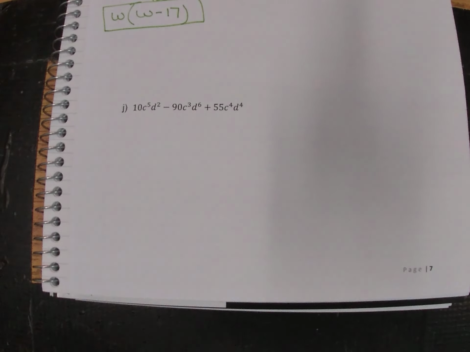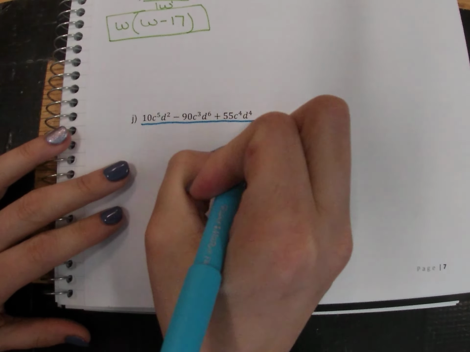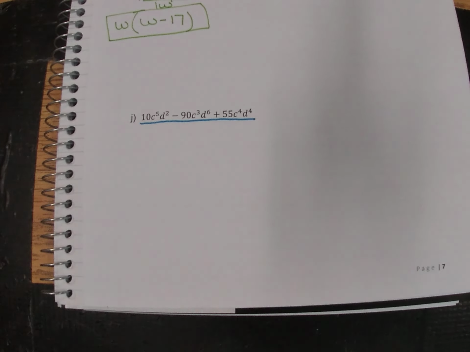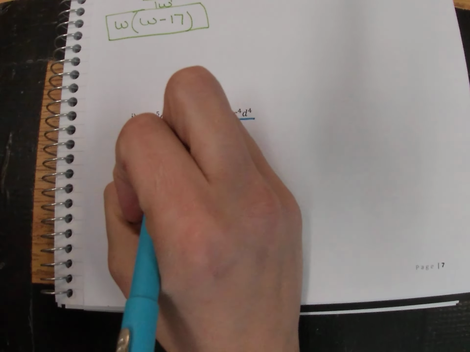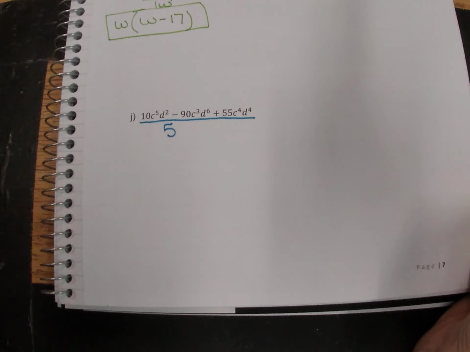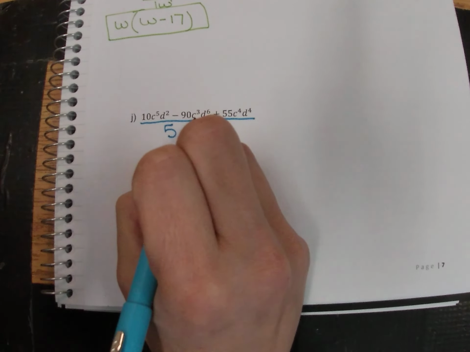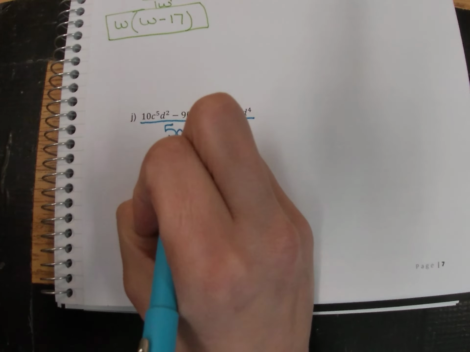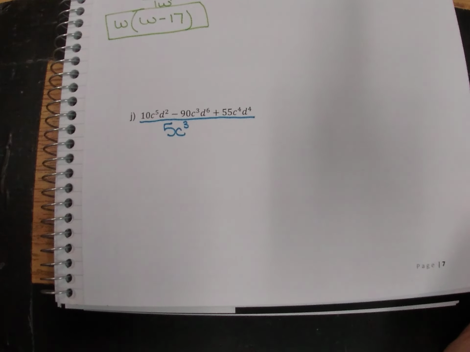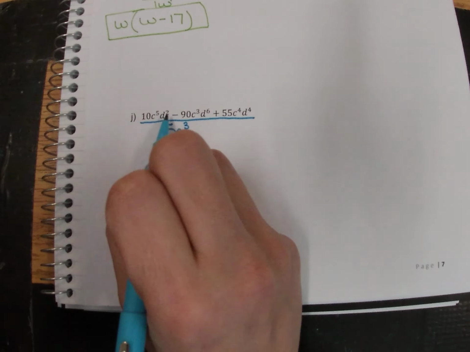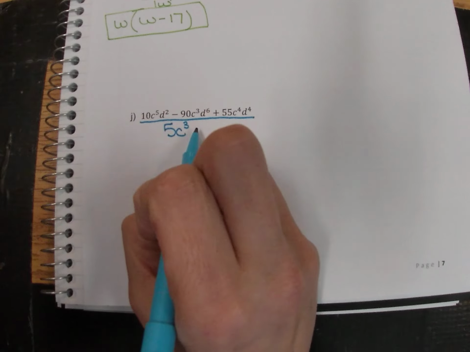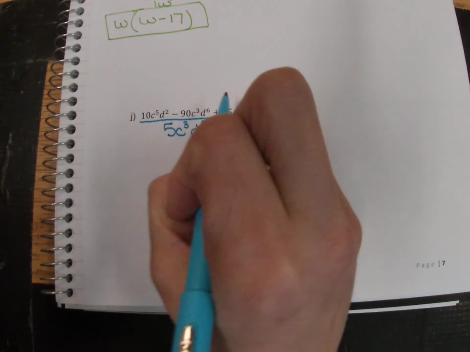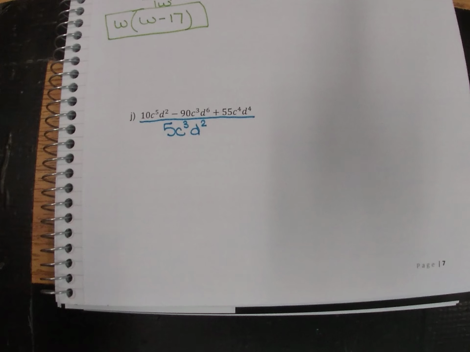And then our last one down here. This is a big one. We have lots of things to consider. Okay, but if we go across our list here, 10, 90, and 55, they do all have something that is divisible by 5. Then we look at the variable. Do they all have the c? Yes, they do. The smaller exponent is c to the third. Then we look at the d's. Do they all have the d's? Yes, they do. The smaller exponent is d squared. We have a 2, we have a 6, we have a 4. The smallest one is 2.